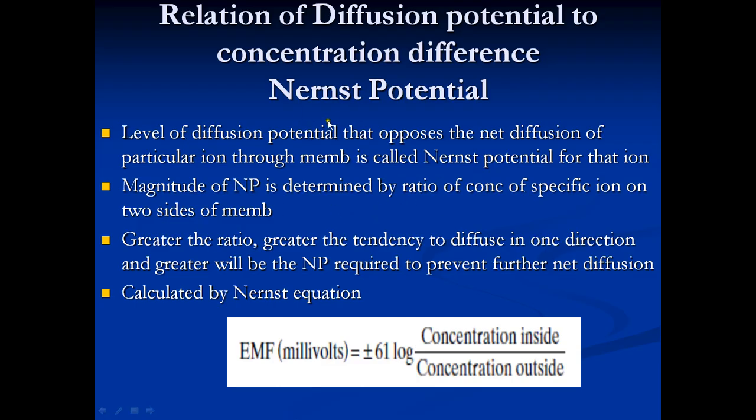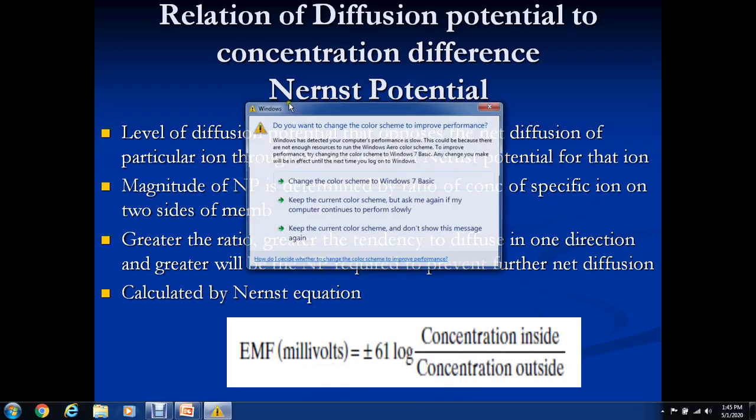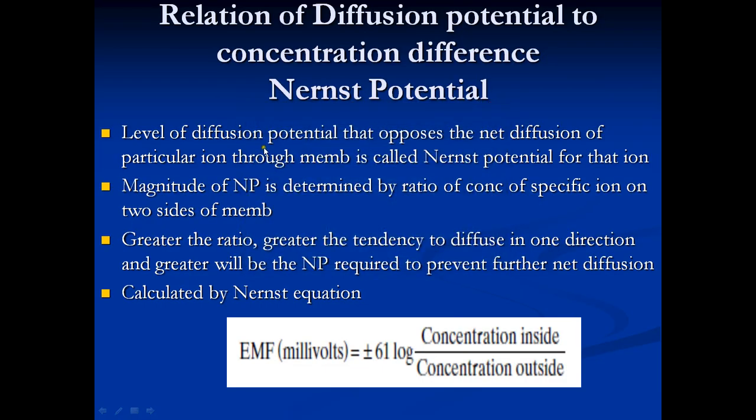We now discuss the relation of the diffusion potential to the concentration difference. That means the Nernst potential. How do you define the Nernst potential? Nernst potential is the level of the diffusion potential that opposes the net diffusion of the particular ion through the membrane. The magnitude of the Nernst potential is determined by the ratio of the concentration of the specific ion on two sides of the membrane. The greater the ratio, the greater the tendency to diffuse in one direction, and the greater will be the Nernst potential required to prevent the further net diffusion.